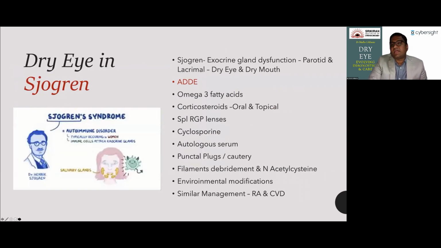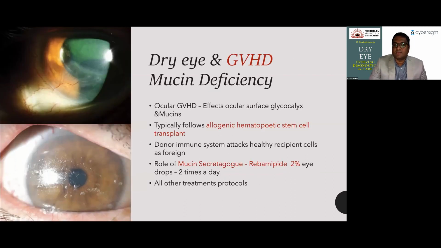The next question is dry eye in Sjogren's syndrome. This is again an aqueous deficient kind of dry eye in which omega-3 fatty acids have a very beneficial effect. The differentiating factor here is the patient also has a dry mouth, where the entire exocrine gland dysfunction is seen. Here, corticosteroids can be used both orally and topically. Special RGP lenses can be used. Cyclosporin, autologous serum, punctal plugs with cautery, filament debridement with N-acetylcysteine drops can be used. Environmental modification and the same management as we do in rheumatoid arthritis or collagen vascular disease.